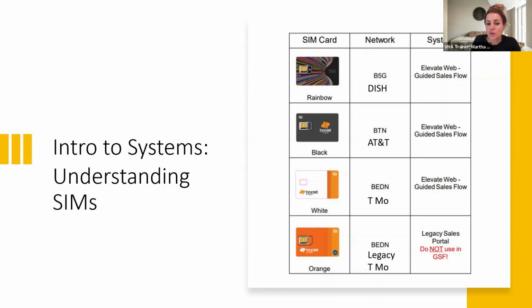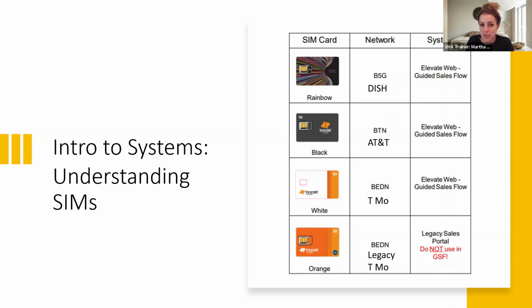Now, we also then have a white, black, and rainbow SIM. These all are activated on the guided sales flow, the GSF, or the Elevate Web. There's 3 different fun names for it. So whichever one you guys call it, that's where you need to make sure that you activate it on those portals. The white SIM is technically called the BEDN network that runs off of T-Mobile towers. The black SIM is called BTN, which technically runs on the AT&T towers.